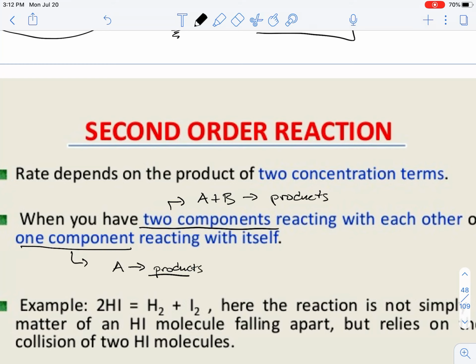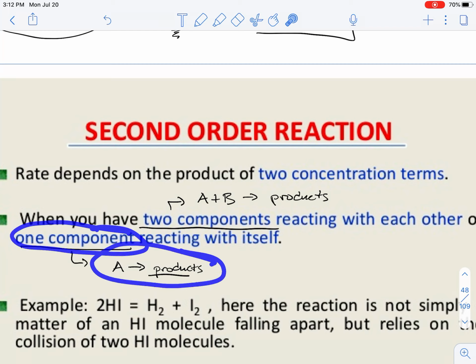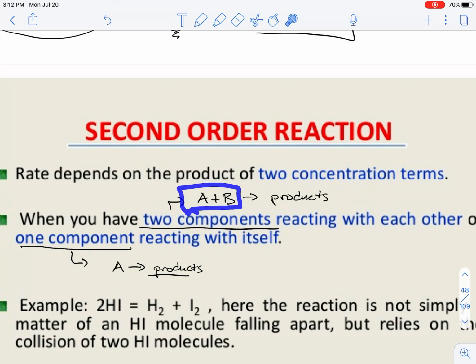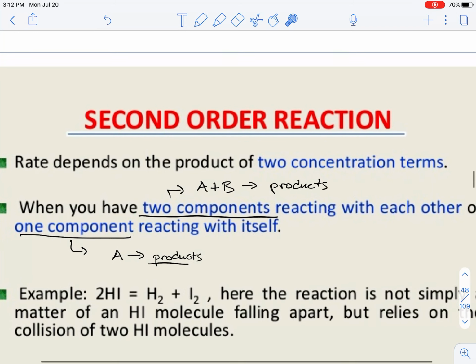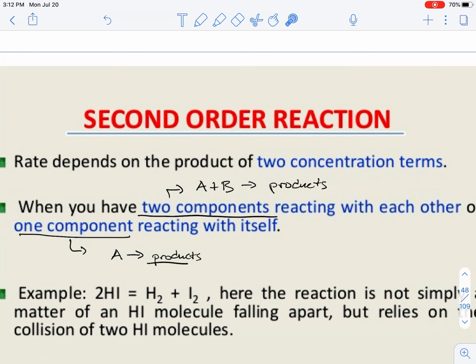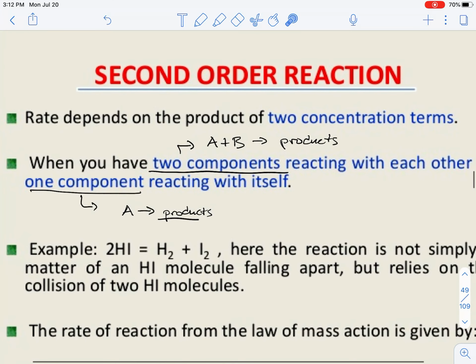Now, the type of second order reactions that we're studying in this chapter is only one component. We're only looking at this. We are not going to consider second order reactions for two components, for two different reactants. The equation changes, and you guys will see this when we talk about integrated rate laws.